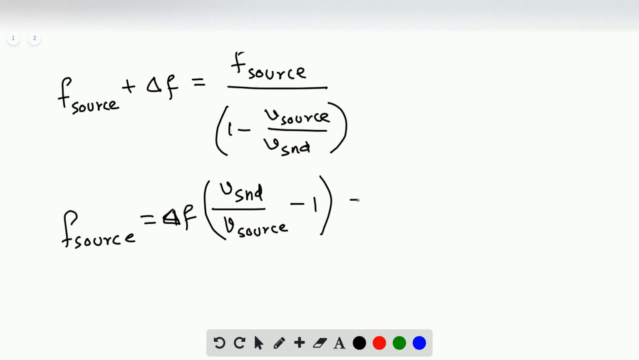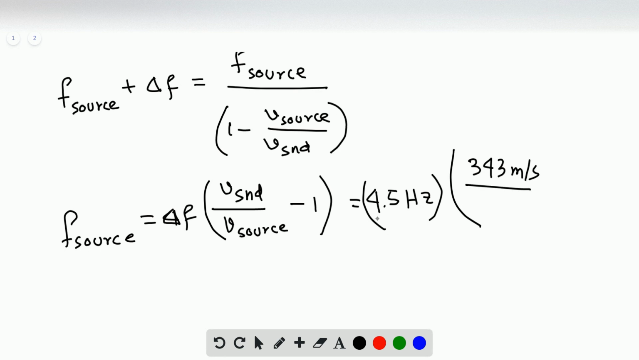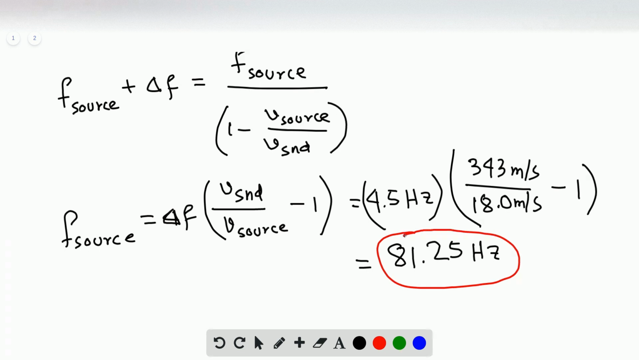And we know that delta F is 4.5 hertz. As we mentioned, speed of sound is 343 meters per second, and the velocity of the source is 18 meters per second, and we subtract 1 from there. After doing the math, we get 81.25 hertz. So that's the frequency of the source.